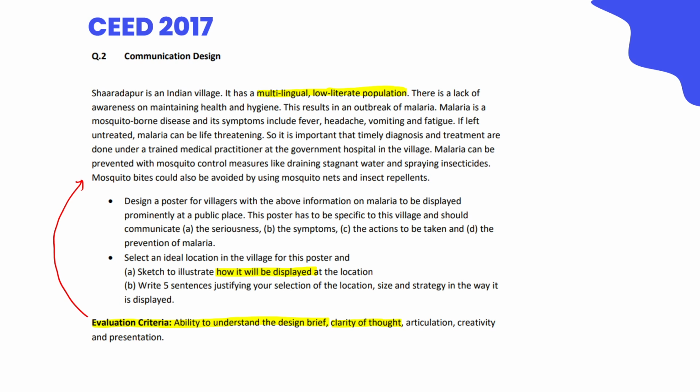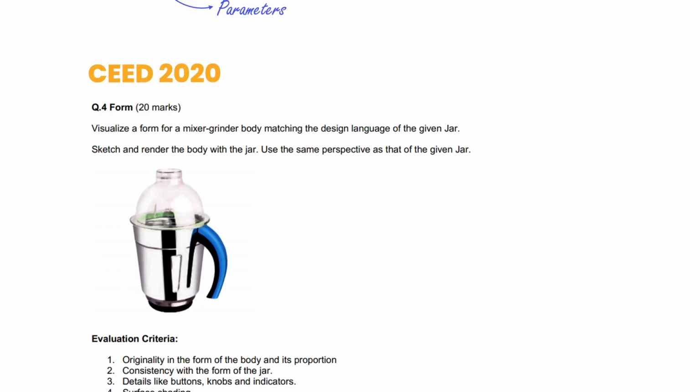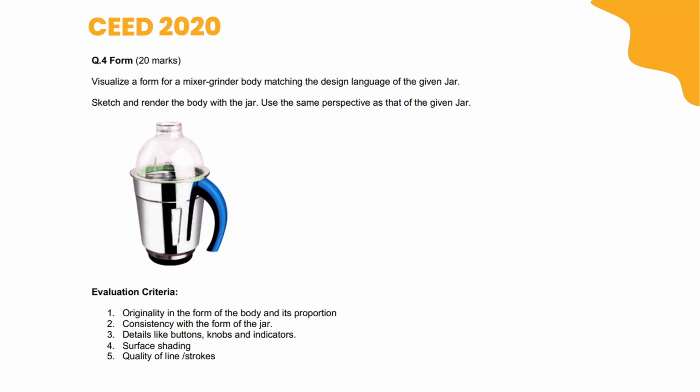Now the next two criteria are common in almost every question, and by default you have to keep that in mind whenever you are attempting a question from previous year SEED. So the evaluation criteria are like a checkbox parameter for your work. While thinking for a question, keep revisiting these keywords to not deviate from what is asked in the question. Now I already said in the video that evaluation criteria will give you some hint as to where and how to start a question. Let's look at the example from SEED 2020 paper, question number 4. The question says, you have to sketch and render the body of a mixer grinder whose jar is shown to you. Further, the question says you have to use the same perspective and the same design language.